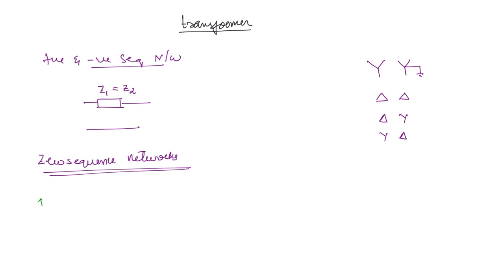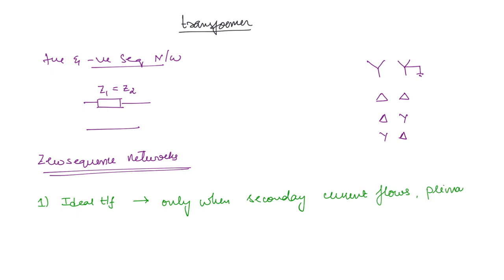Now the first point is, for an ideal transformer, the current will flow in the primary only when there is a current in the secondary. Only when secondary current flows, primary current will also flow. This is for an ideal transformer. In a practical transformer, the no load current will come into picture.